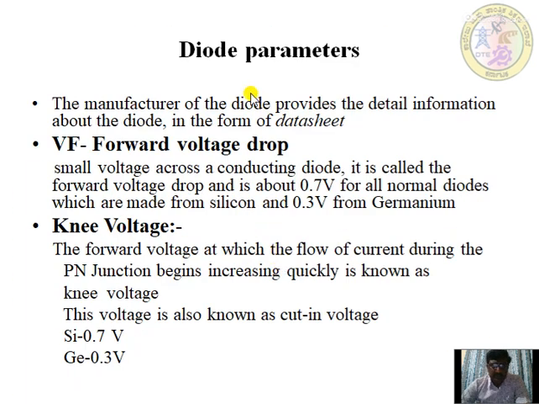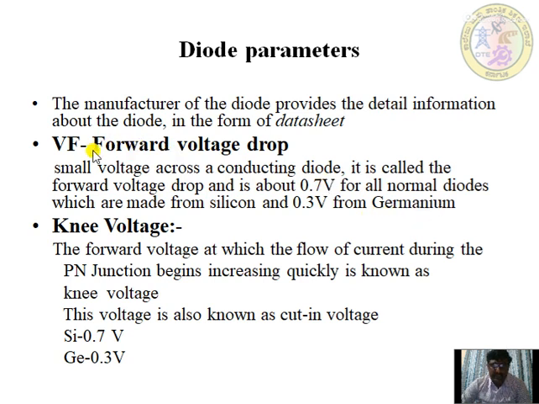Next, here are some of the diode parameters. Every diode has its own detailed information, and that is given in the standard data sheets for every diode. Different companies will have different data sheets. In normal terms we will represent some of the terms: VF represents the forward voltage drop, that is the small voltage across the conducting diode, and it is called the forward voltage drop. It is about 0.7 volts for normal diodes made of silicon and 0.3 to 0.4 volts for germanium.